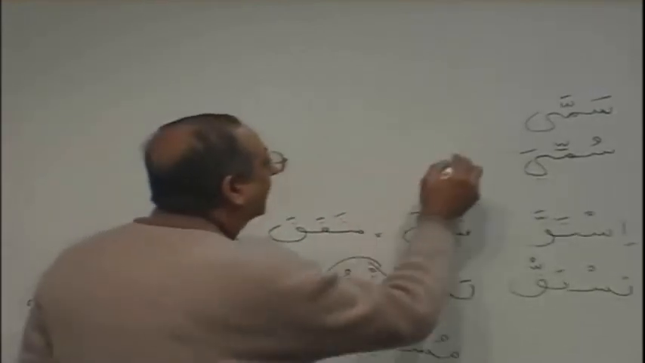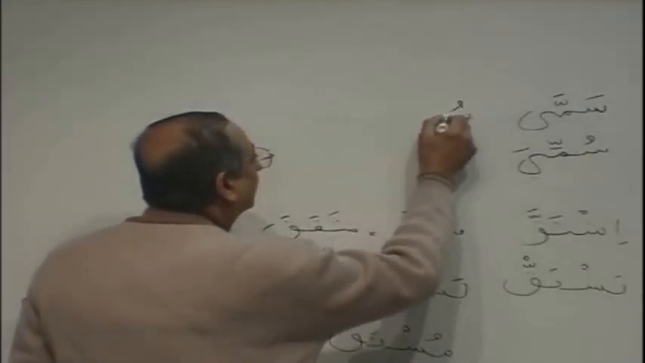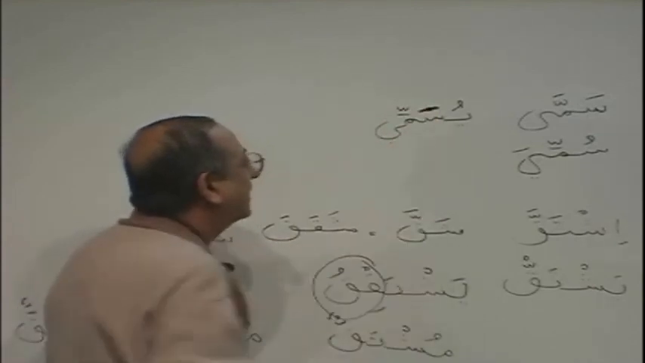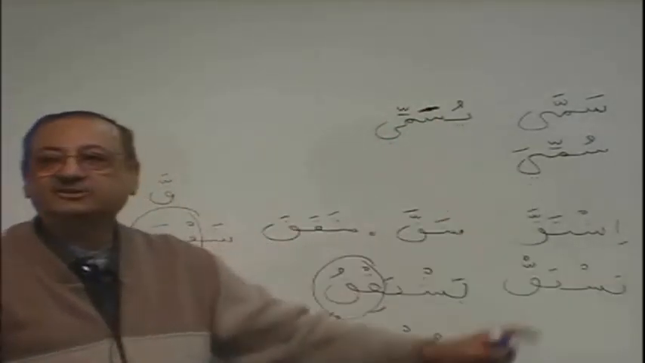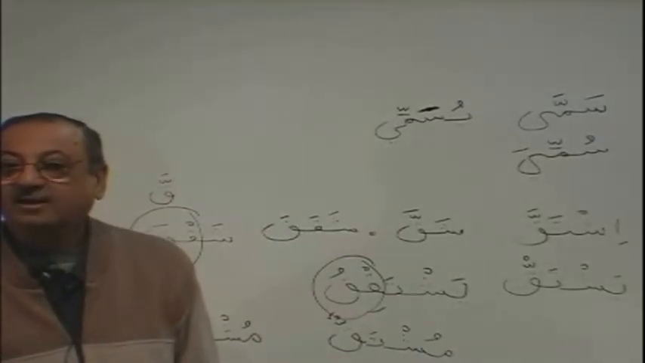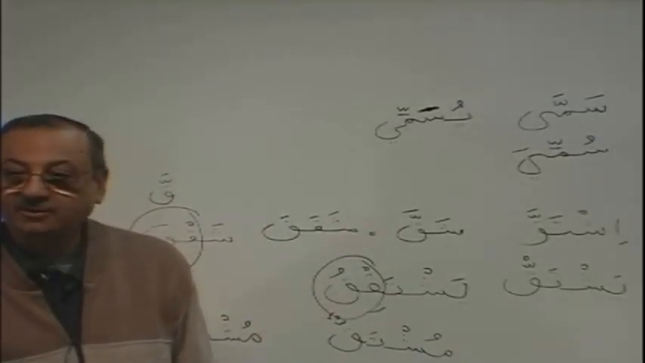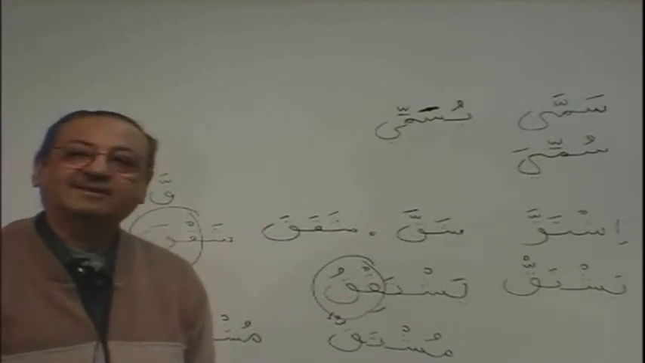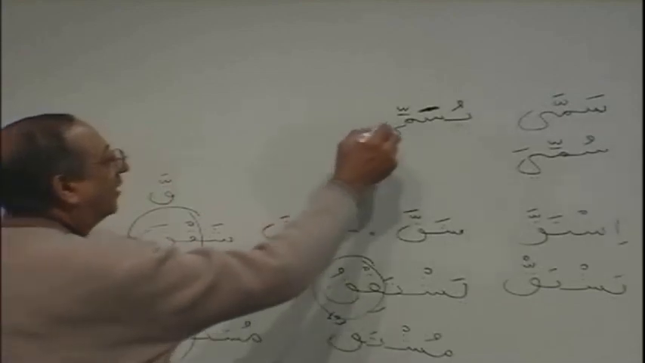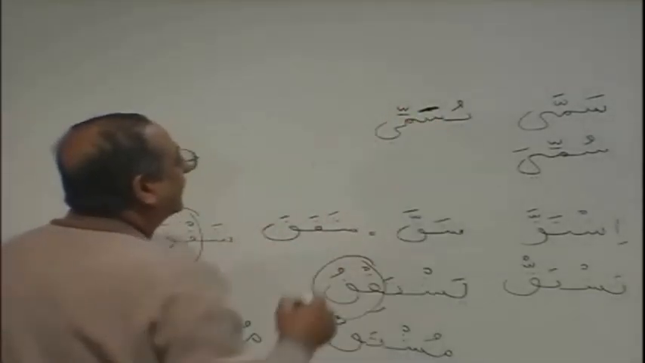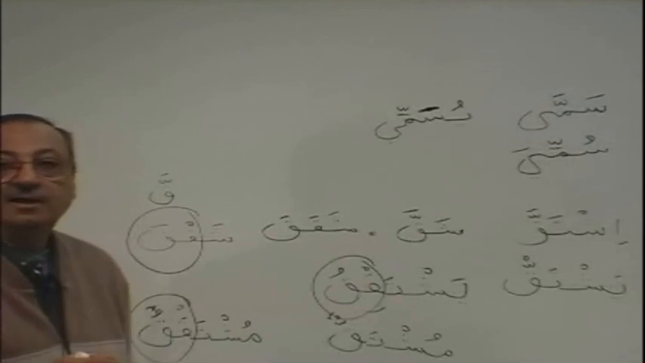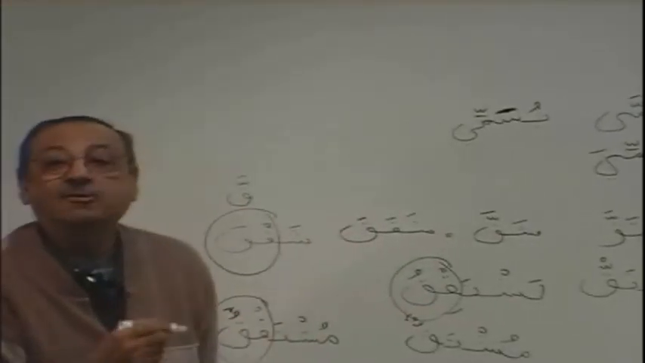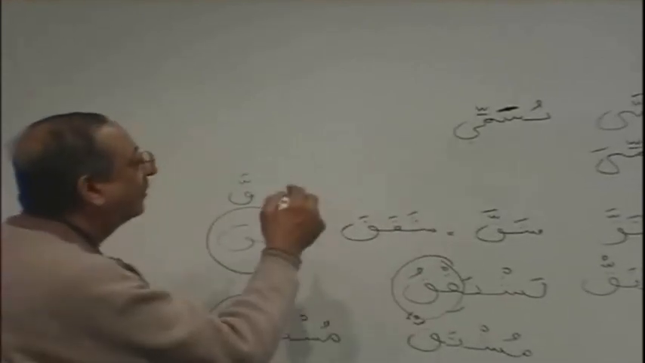Fine, very good, brother. And here it was yusammi. What was it, brother? This was yusammi. How will you describe it? Fi'lun mudari'un marfu'un, wa alamatu raf'ihi dammatun muqaddara. Alhamdulillah. Okay, now yusammi. This is your fi'lun mudari'un lil ma'lum, active voice. Make it into passive voice.